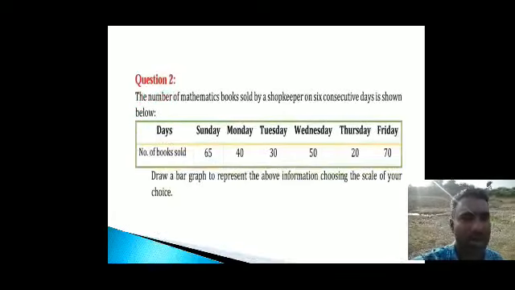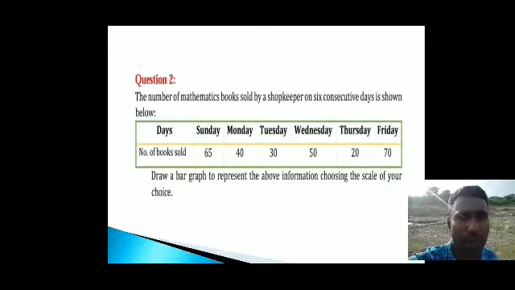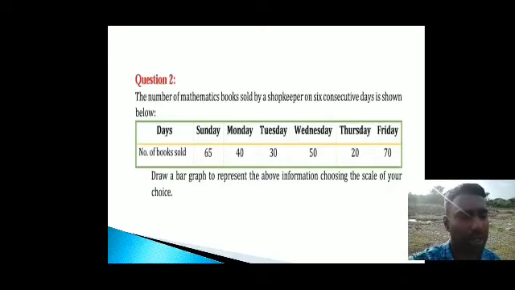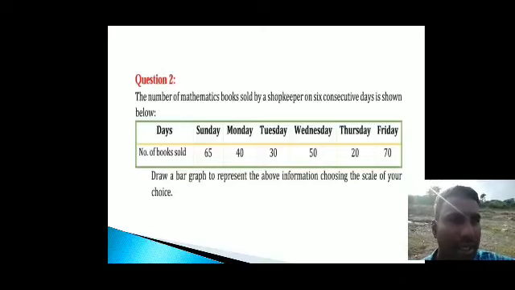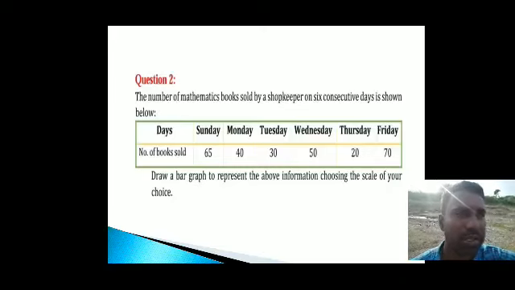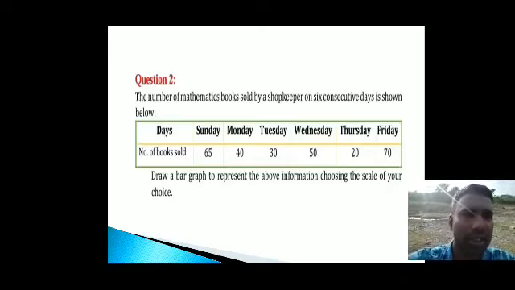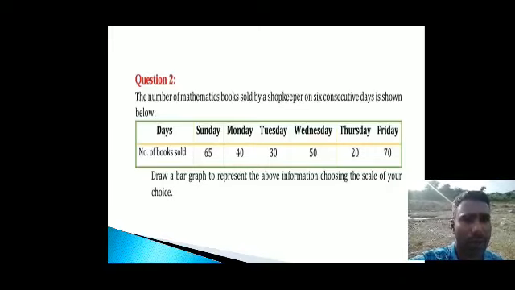Okay, the next one. The number of mathematics books sold by a shopkeeper on 6 consecutive days is shown below. First, the days are given and the number of books sold. Sunday, Monday, Tuesday, Wednesday, Thursday and Friday, and the number of books sold: 65, 40, 30, 50, 20 and 70. Draw a bar graph to represent the above information, choosing the scale of your choice.